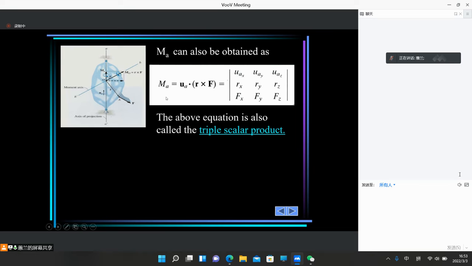Or if you want to find the moment about the y-axis, here the unit vector of the y-axis will be j. So this will be 0, this will be j, and this will be 0. Similarly, we can find the moment about the z-axis. Use the unit vector of the z-axis, k, dot the moment of force F about the origin.